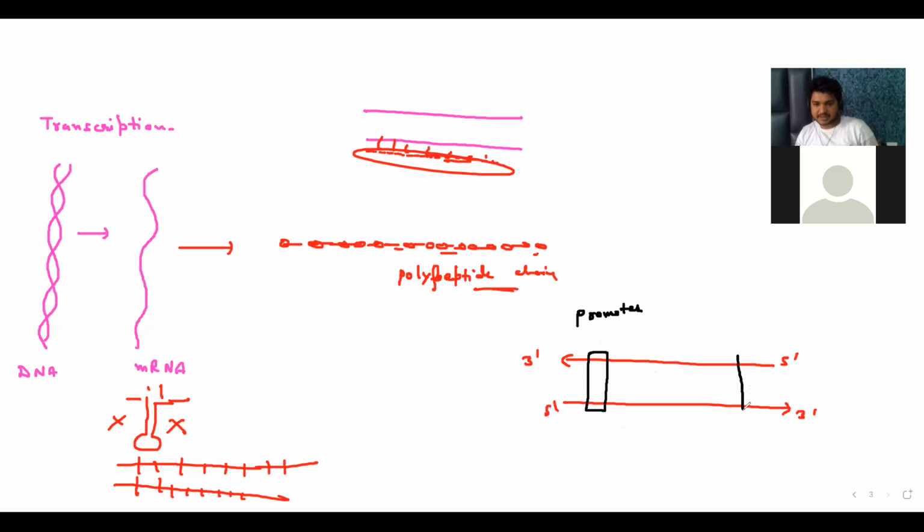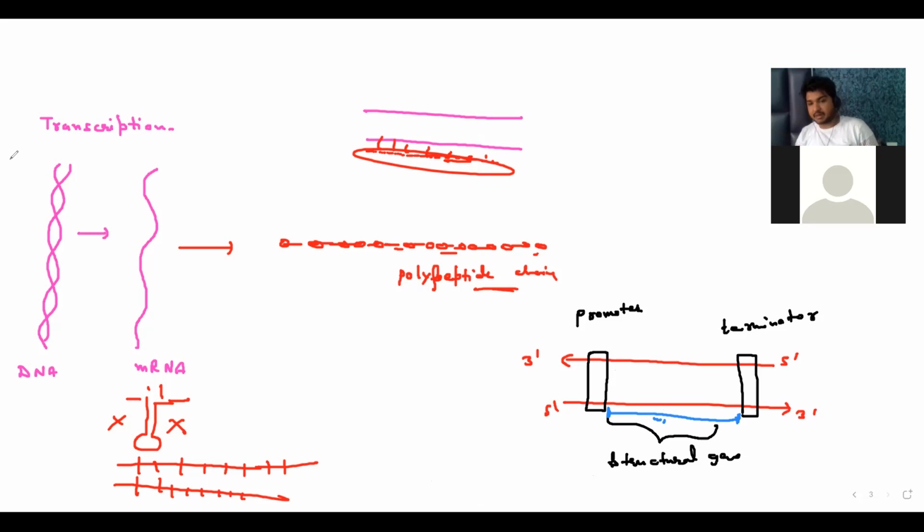And we have a specific site here, which is called the terminator. What is the meaning of this terminator? It ends the transcription process. And in between them we have the structural gene. These structural genes of DNA help in the formation of RNA. So from here to here, you will get the mRNA. So mRNA will get formed in the structural gene portion.